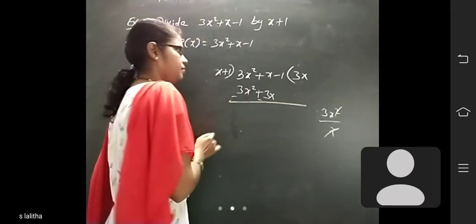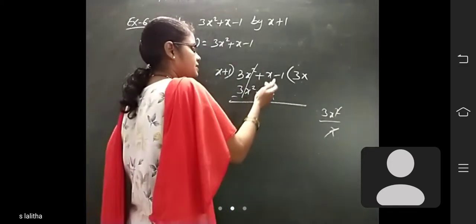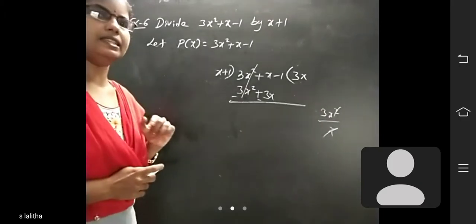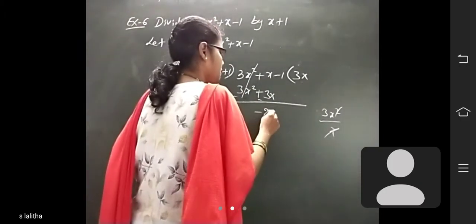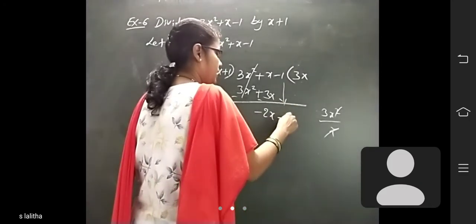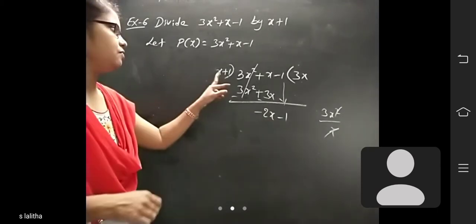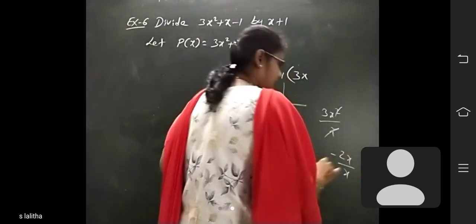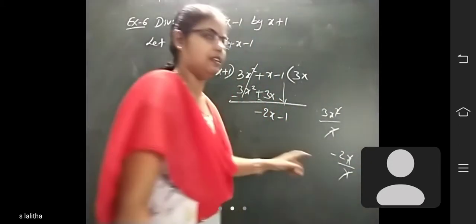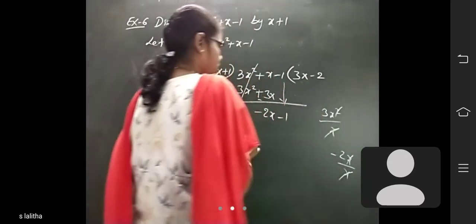Subtract. So 3x square minus 3x square will be cancelled. x minus 3x, what is the answer? x minus 3x means minus 2x. Now bring down minus 1. Now take the first term here, minus 2x. Here first term is x. Divide minus 2x by x. x will be cancelled. What is the answer? Minus 2. So you should write here minus 2.